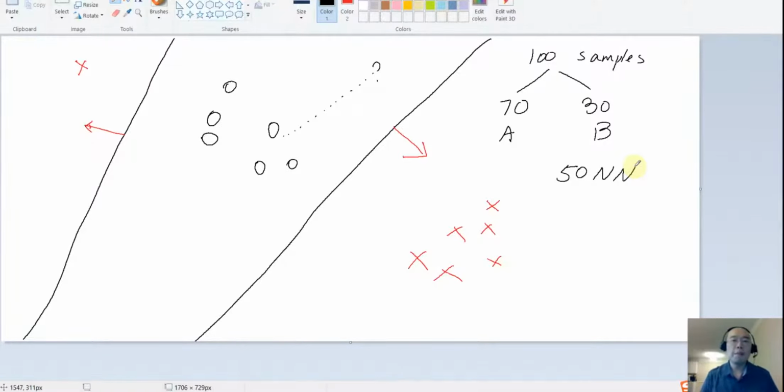Okay, let me make it even harder. So instead of 70 and 30, now if we do 80 and 20, what is going to happen? Think about it.